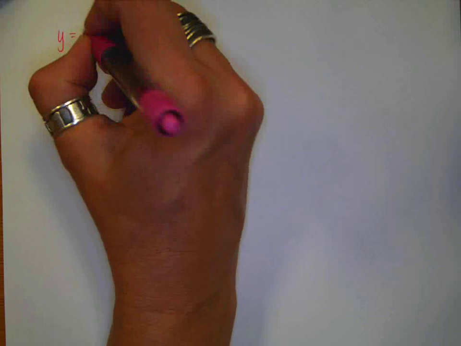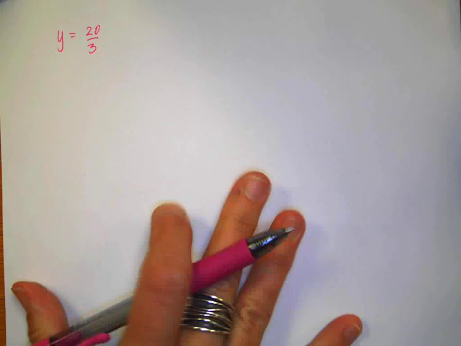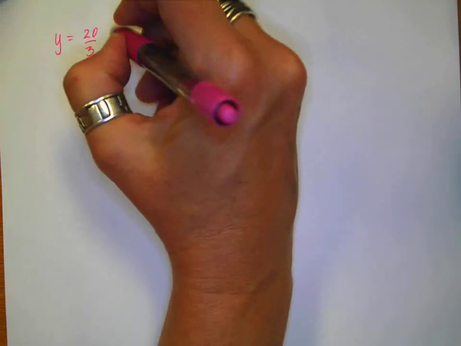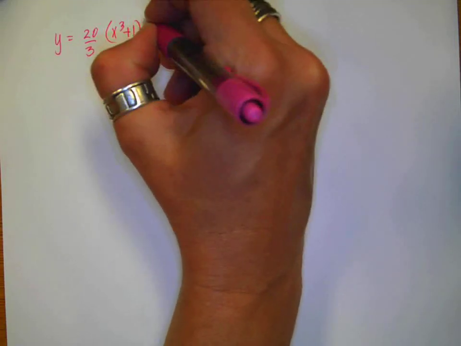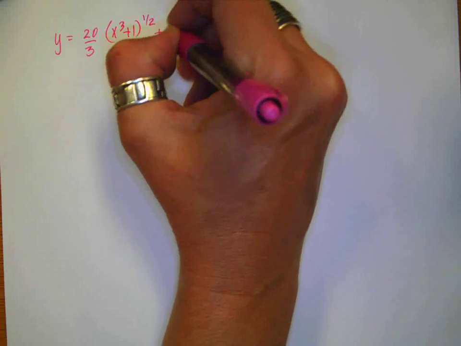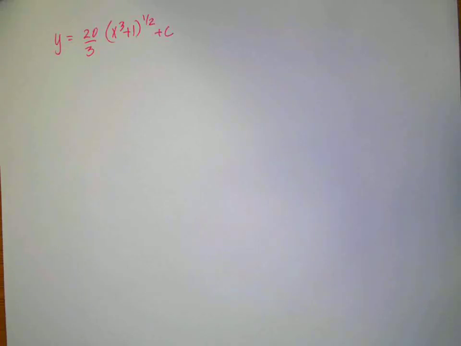And I'm running out of room, so I'll go to the next page. Okay, so I had that y is equal to 20 over 3, and then I had u. Well, my u was x cubed plus 1 to the 1/2 plus c, and then we're done, which is actually really nice.